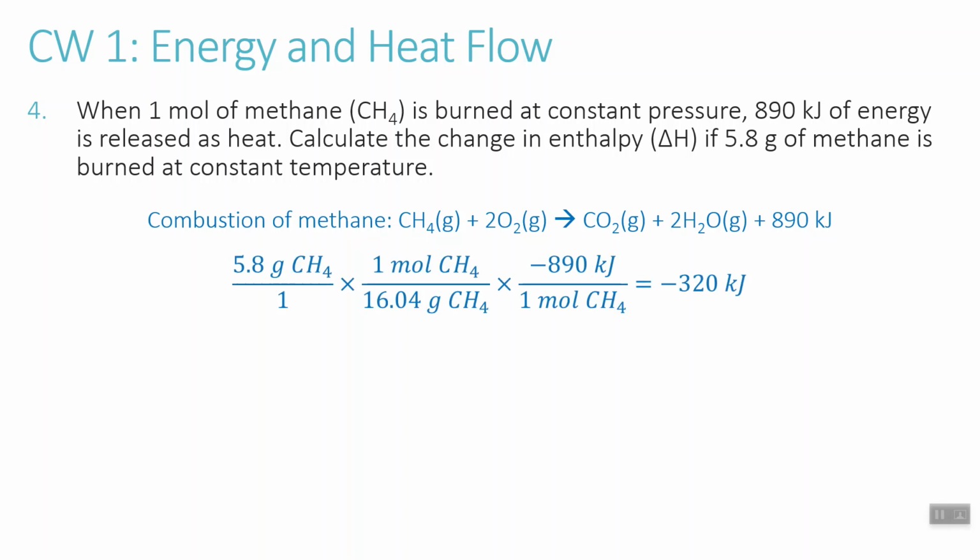So I'm going to take that 5.8 grams of methane and convert it into moles. And I know that for each mole of methane, I'm going to give off 890 kilojoules. So if I have 5.8 grams, that's about 1/3 of a mole. I'm going to have about 1/3 of 890. So we get 320 kilojoules here.